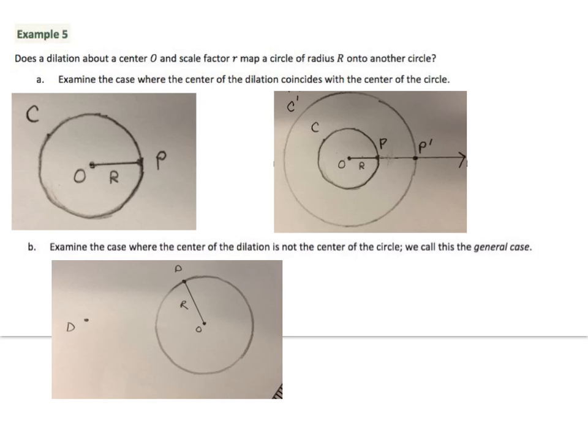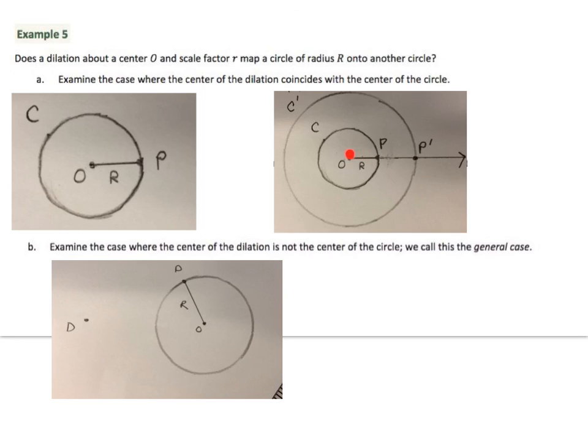Cool. All right, example 5. Does a dilation of a center O and a scale factor R map a circle of radius R onto another circle? First of all, we look at the case where the center of the dilation coincides with the center of the circle. It's just going to dilate out, sort of like the pupil of an eyeball would dilate in and out when it looks at a bright light.